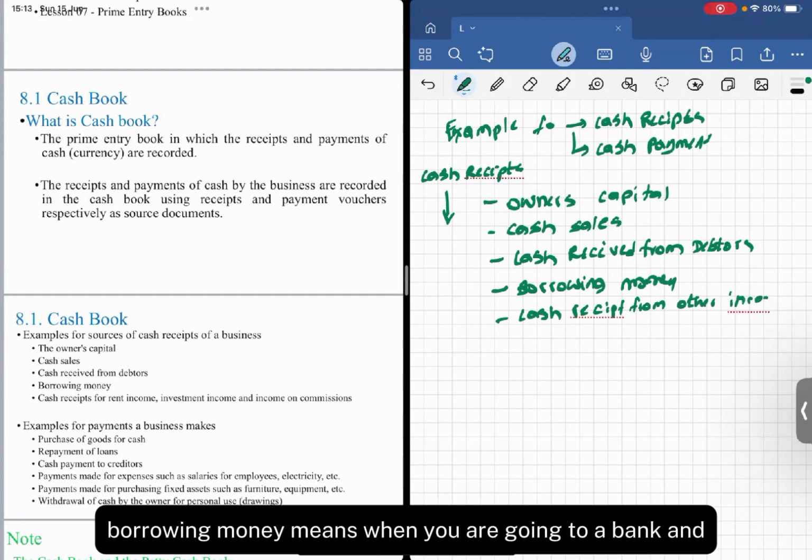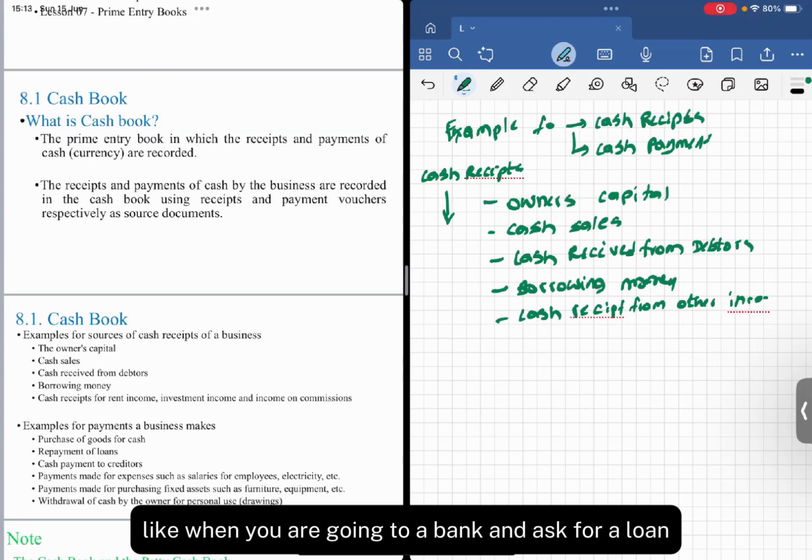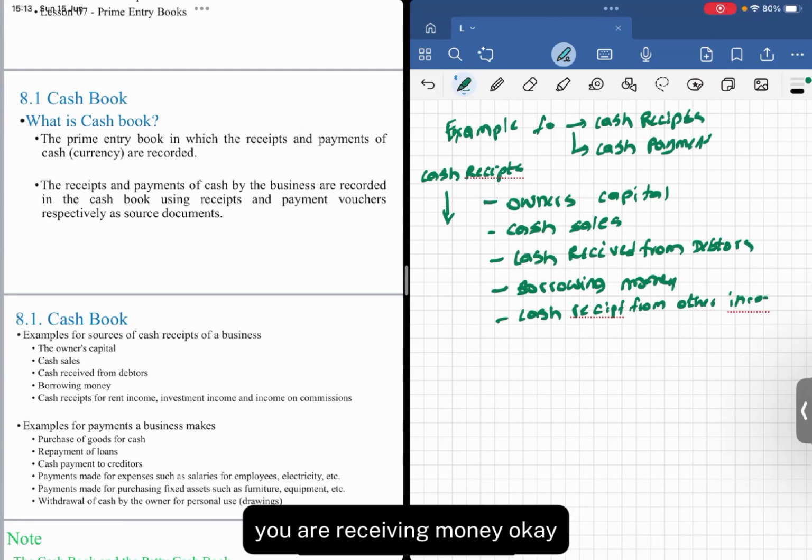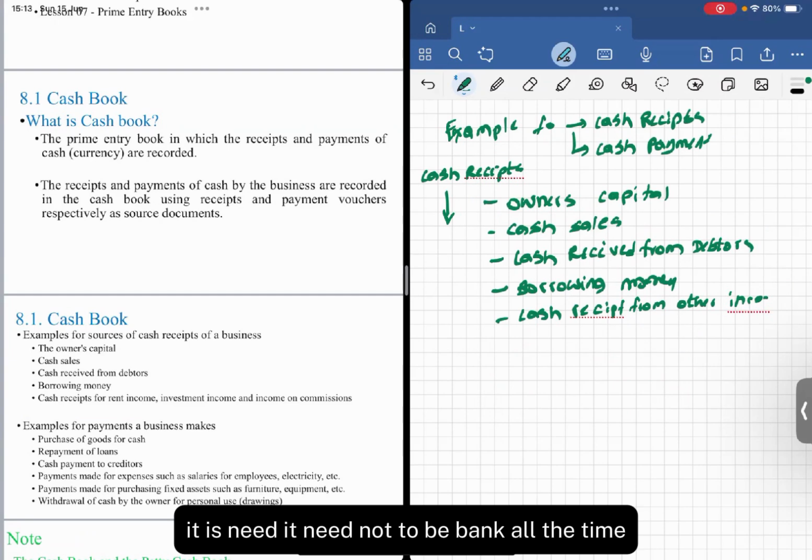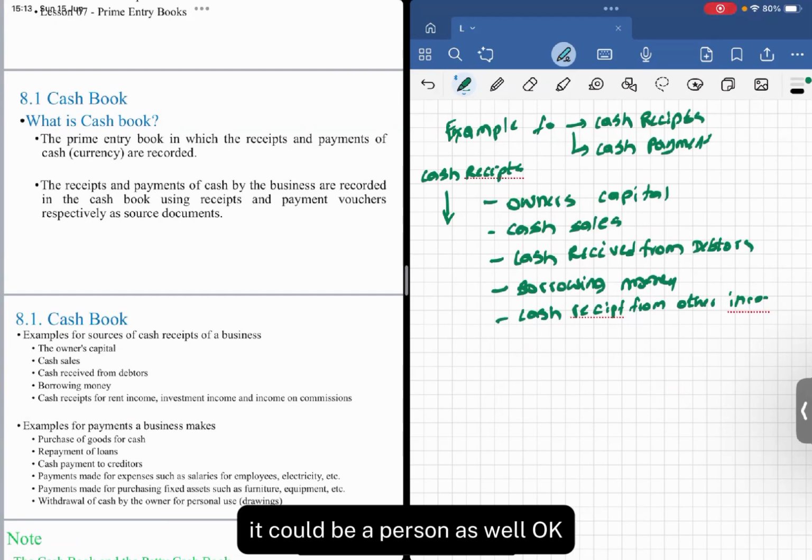Borrowing money means when you go to a bank and ask for a loan, and when you receive a loan, you are receiving money. That is a cash receipt, and that is a borrowing of money. When you are borrowing money, it need not be a bank all the time. It could be a person as well.